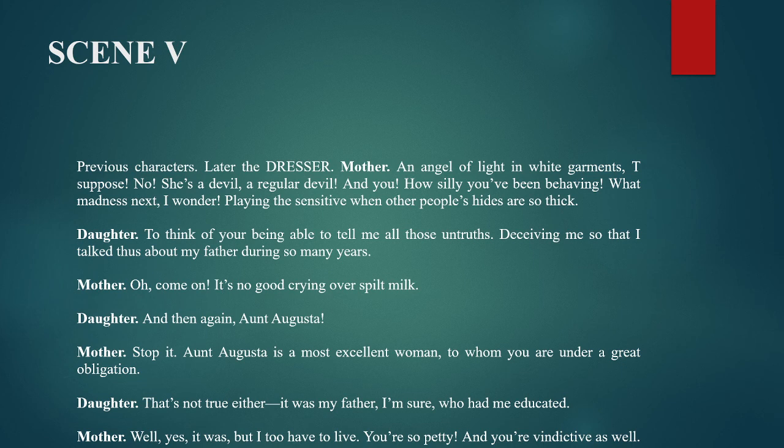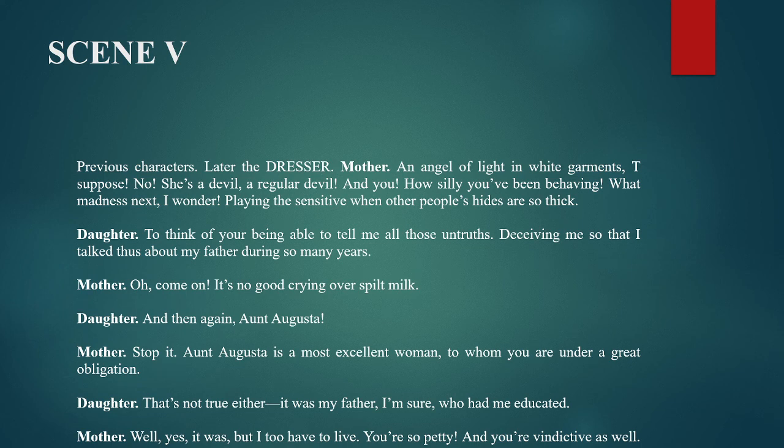See, here the previous characters enter again in the fifth scene. Who are these? The dresser and the mother. So the mother says that Lise, who was supposedly an angel of light in white garments, is actually a devil, a regular devil.